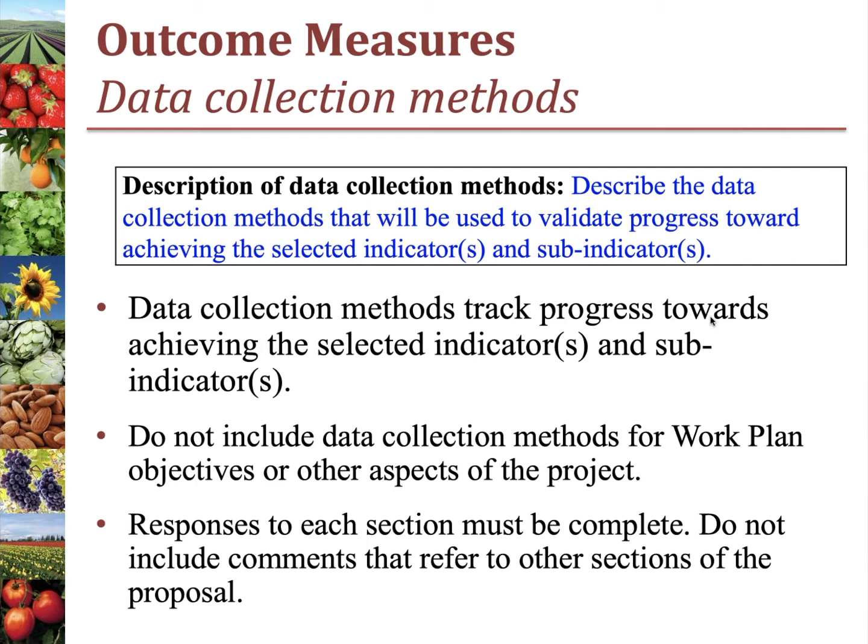For each outcome measure and indicator selected, a description of the data collection methods that will be used to report on the progress of the outcome measure must be provided. This is where you will provide details about the activities the project will conduct to collect data to measure and track the progress towards achieving the indicator or sub-indicator.